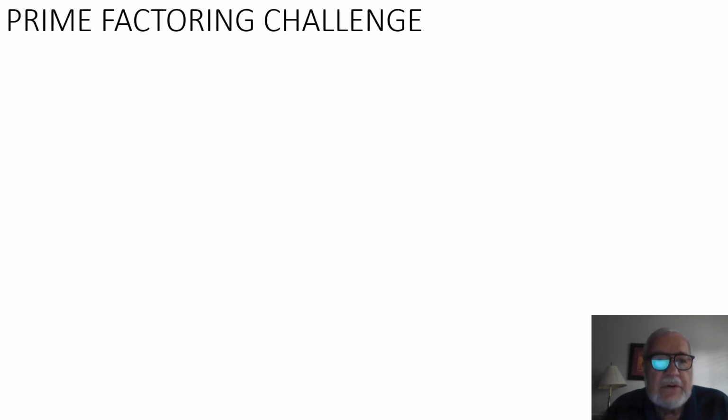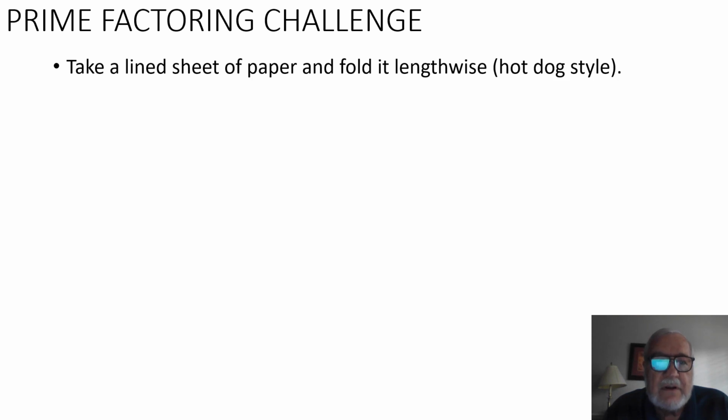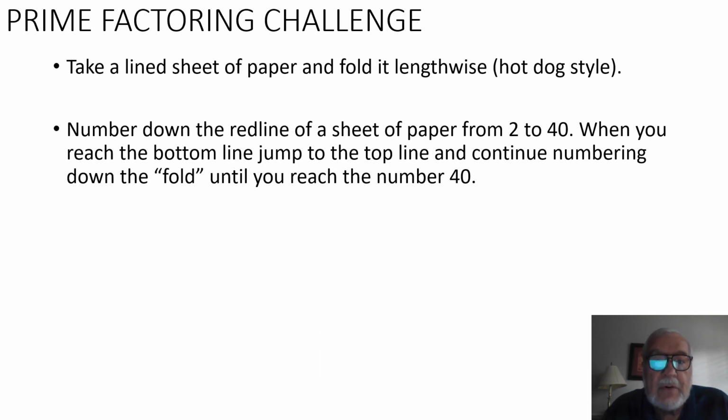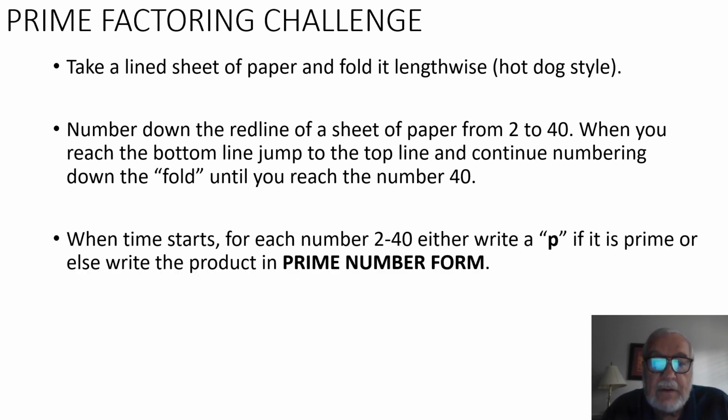So this is how we're going to do the prime factoring challenge. Take a lined sheet of paper and fold it lengthwise, hot dog style, down the center. Number down the red line of the sheet from 2 to 40, but when you reach the bottom line on the paper, jump to the middle and continue numbering to 40 down the fold that you just made. So you'll have 2 through 40 numbered on the paper.